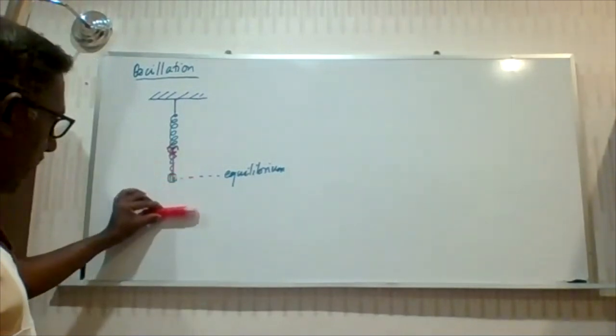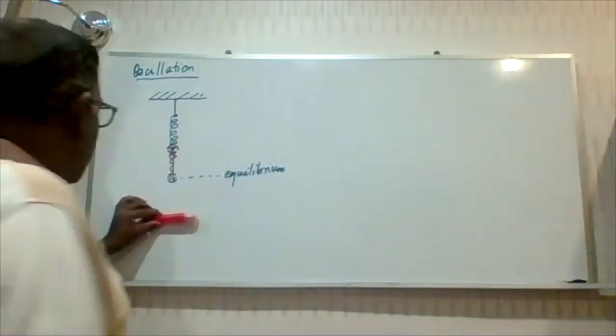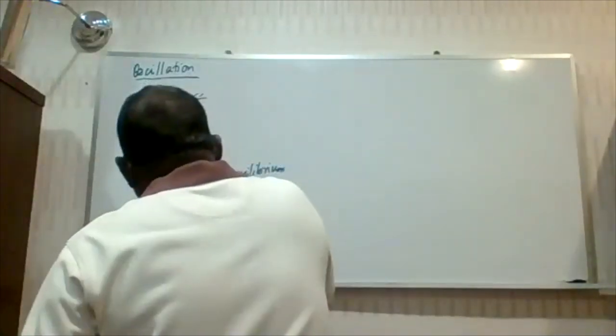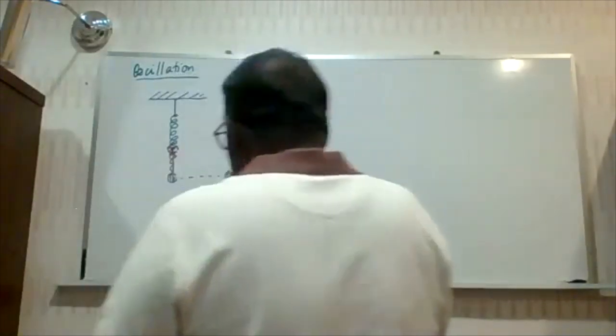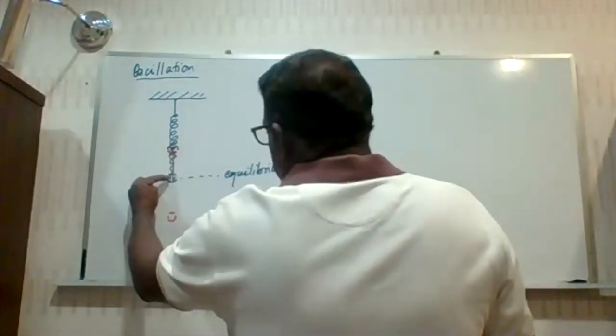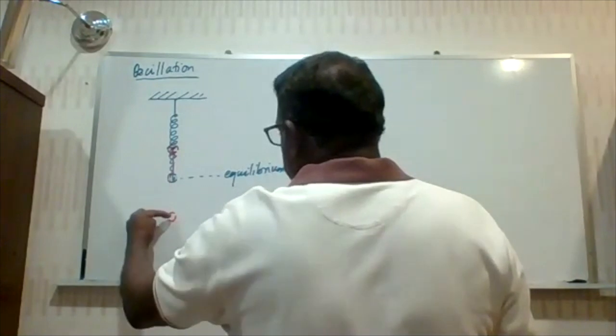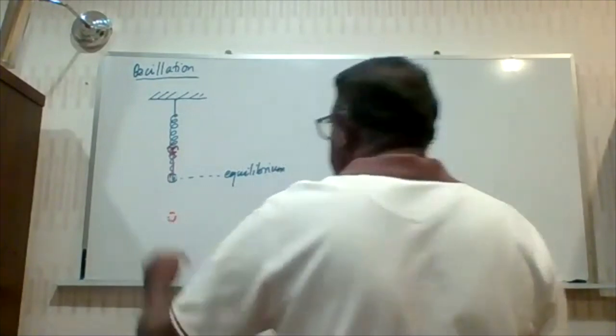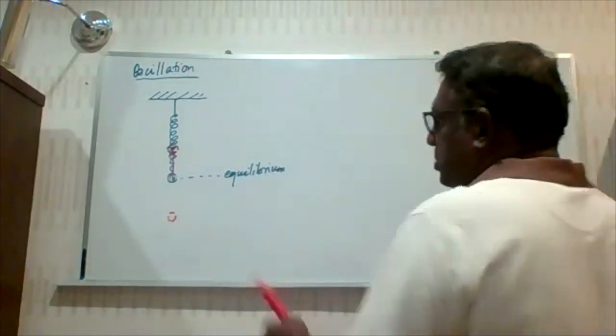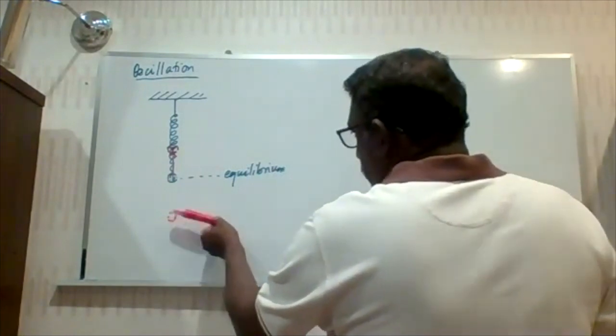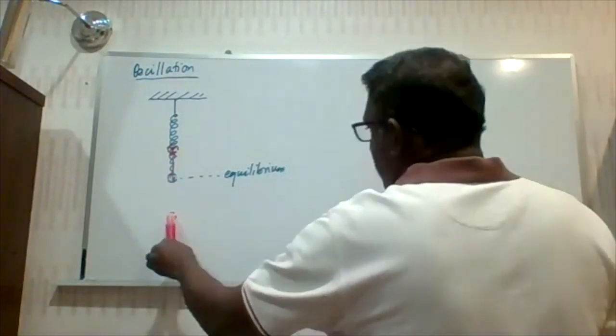So let's say somewhere it reaches here. All right, somewhere it reaches here. So I'm going to indicate that. All right, the speed of the particle becomes 0. When the speed of the particle becomes 0, now the particle stops. Where does it stop? It stops here. So now the restoring force is maximum.